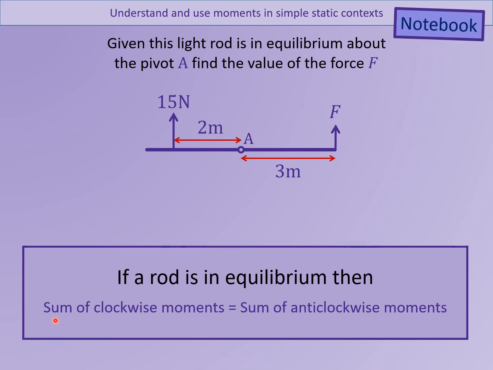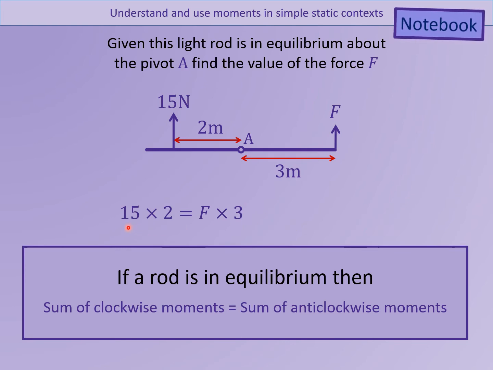If a rod is in equilibrium, then the sum of all the clockwise moments, so everything pushing clockwise, in this case the 15 times the 2, has got to be equal to all the anti-clockwise moments. They cancel each other out. So what I can do is I can use that fact to solve this question just here. Because what does that mean then? Just pause if you need more time.